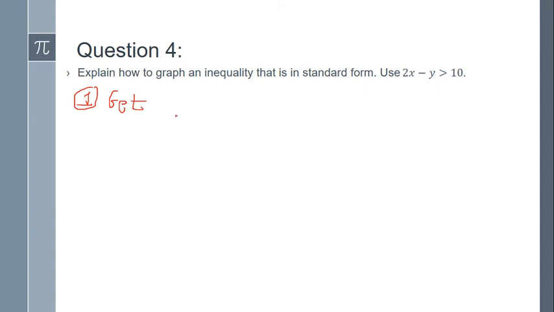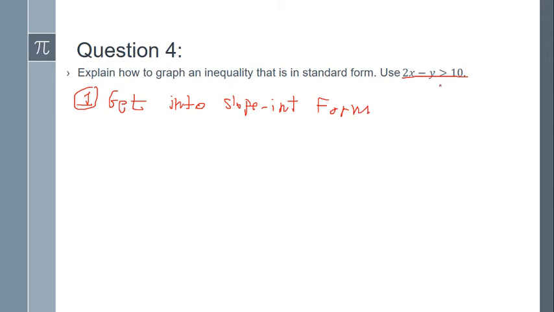Sorry, excuse me, get it into slope-intercept form, right? We cannot graph it unless it is in slope-intercept form. So get the inequality from standard form into slope-intercept form. And of course, when you're writing this in your projects, you should use complete sentences. So get the inequality into slope-intercept form. I'm going to go ahead and abbreviate this here.